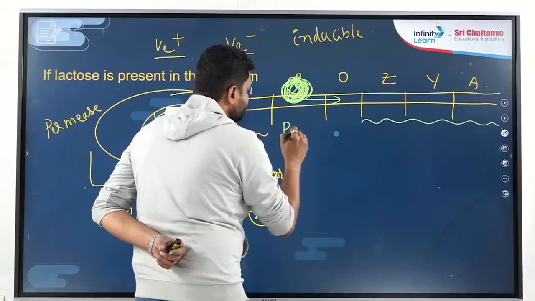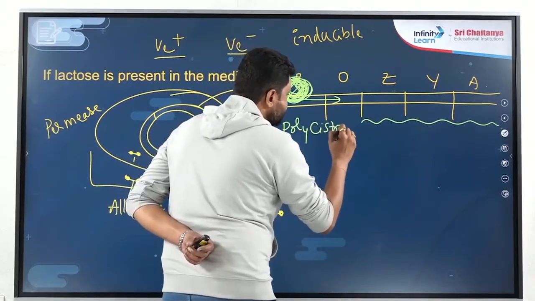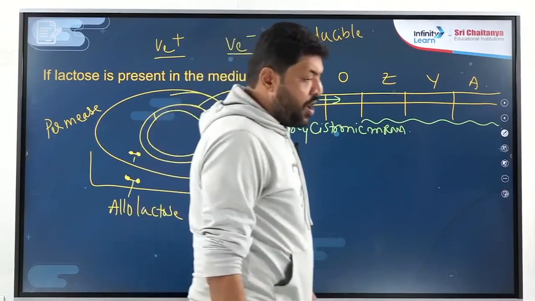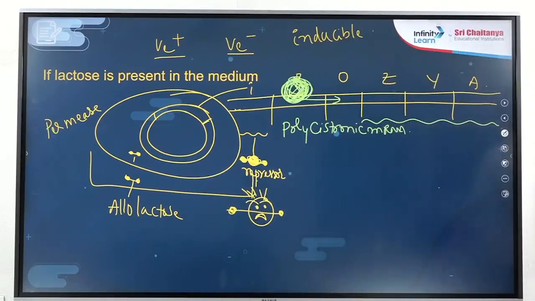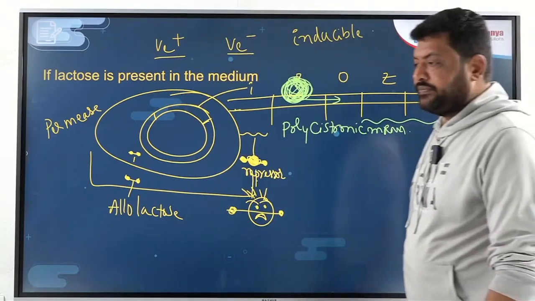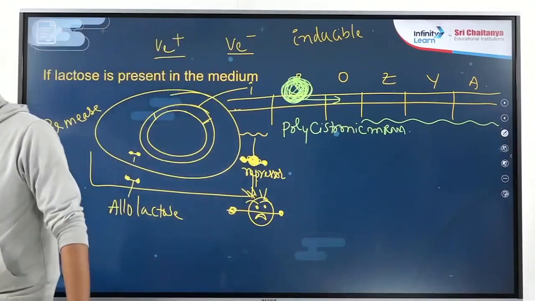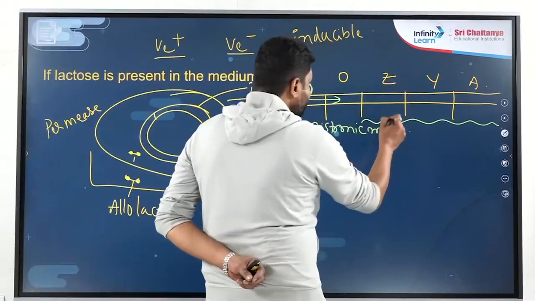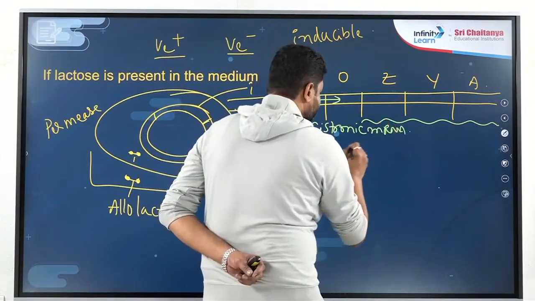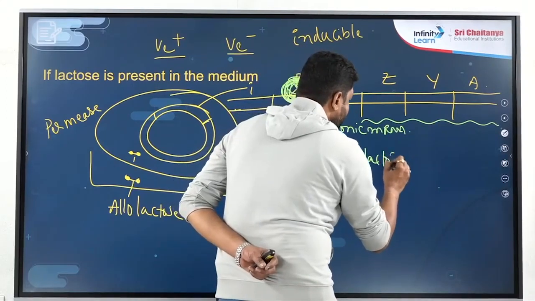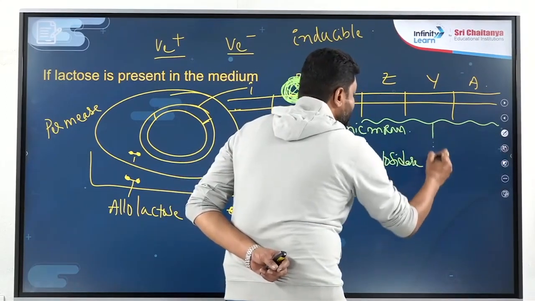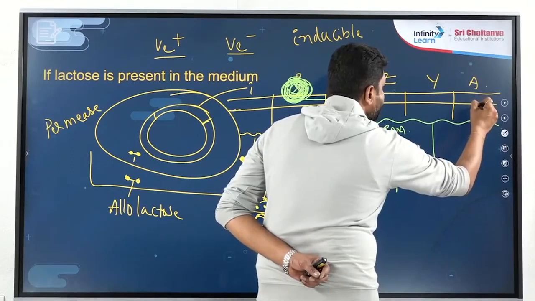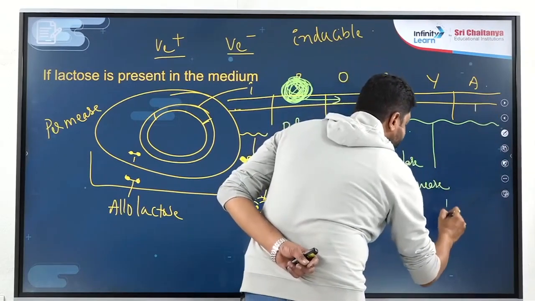What do you call it? Polycistronic mRNA. So lac operon produces polycistronic mRNA, assertion reason. One mRNA produces more than two polypeptides, that is called polycistronic. So lac Z produces beta-galactosidase, lac Y produces permease, and lac A produces transacetylase.